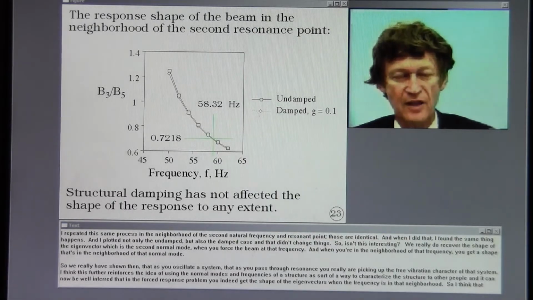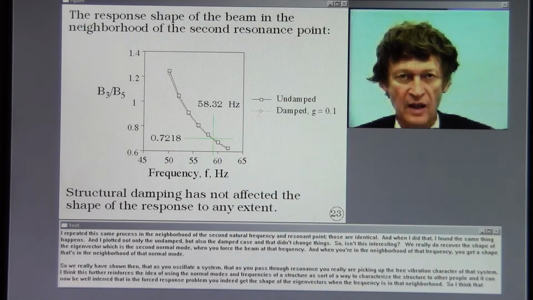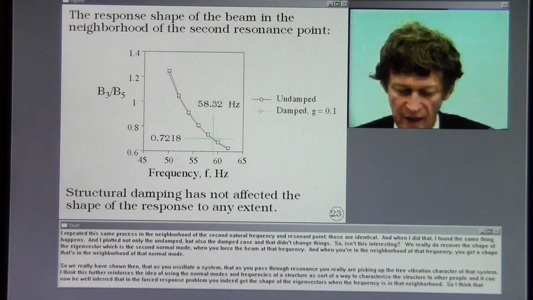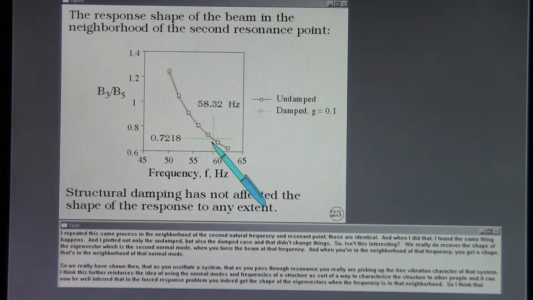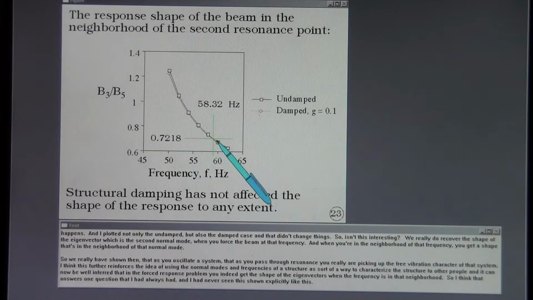I repeated this same process in the neighborhood of the second natural frequency and resonant point. Those are identical. And when I did that, I found the same thing happens. And I plotted not only the undamped, but also the damped case, and that didn't change things. So isn't this interesting? We really do recover the shape of the eigenvector, which is the second normal mode, when you force the beam at that frequency.